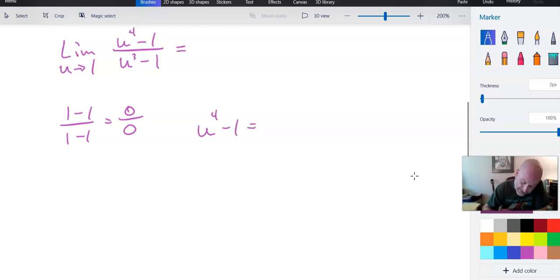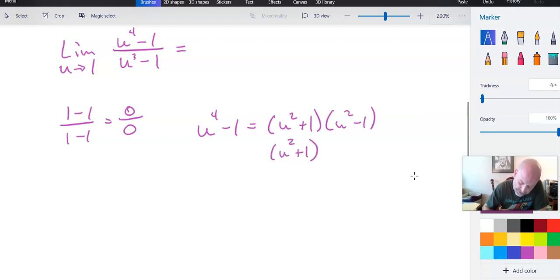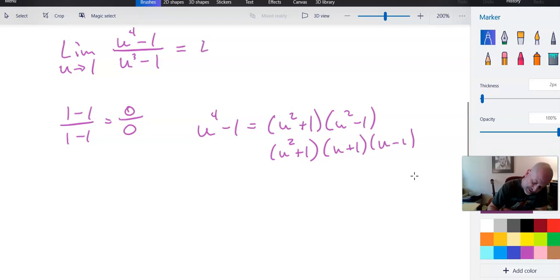That's the difference of squares, so that's u squared plus 1 times u squared minus 1. U squared minus 1 is still the difference of squares, so this one stays the same, and now this is u plus 1 times u minus 1. That's my numerator now. So now I'm looking at this.